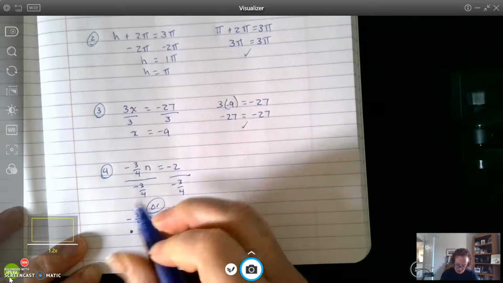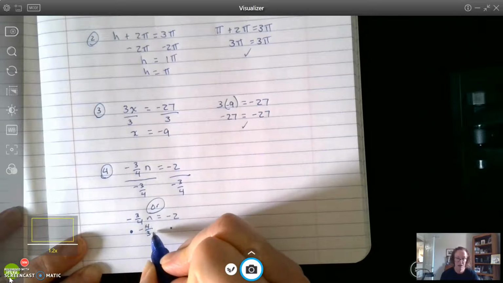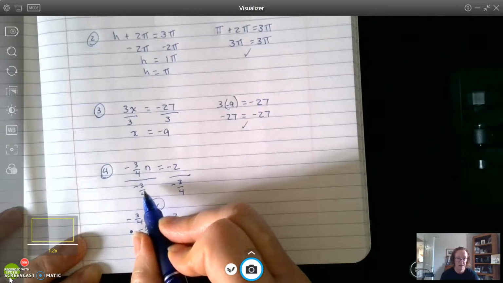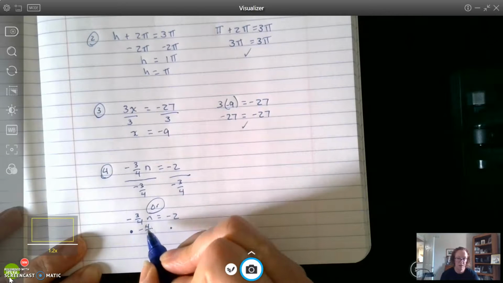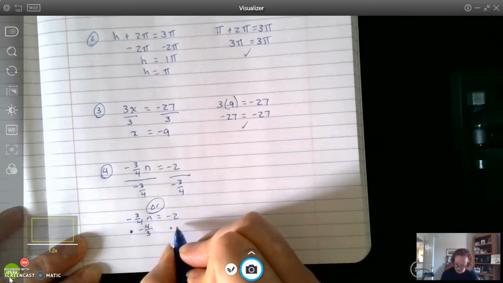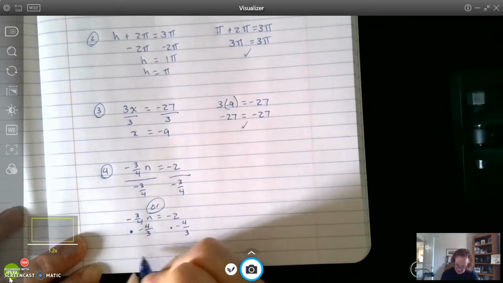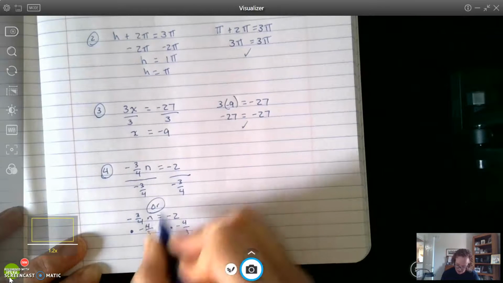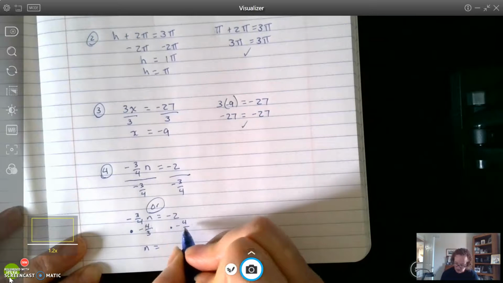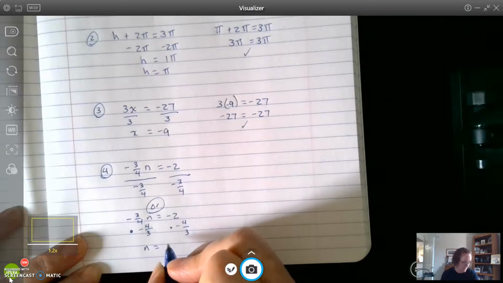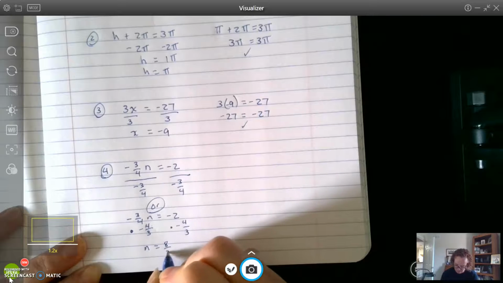So again, I made a mistake when I first wrote this down. I'm going to multiply by the reciprocal. I'm going to divide by the same number. Dividing by a fraction is the same as multiplying by its reciprocal. So I'm going to do that on both sides. On this side I end up with n. On this side, a negative times a negative is a positive. 2 times 4/3 is 8/3.